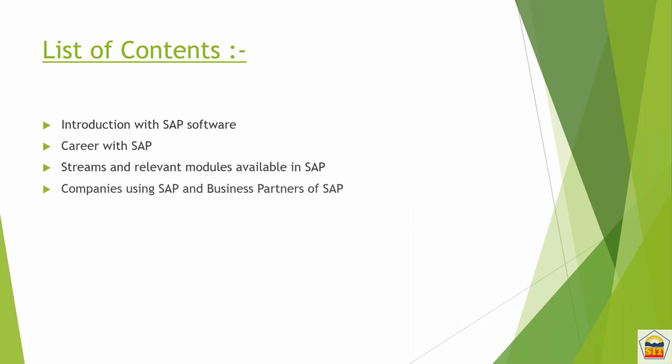Okay, what are the things we are going to discuss in this session? First we'll have the introduction with the SAP, then how we can make our career with the SAP streams and the relevant modules available in the SAP. Streams, I mean to say, what are the real-time functional areas we have, whether it is finance or controlling, cost controlling, or sales and distribution, plant maintenance, or procurement. So these are the functional areas, and for each functional area, SAP has given us the relevant module.